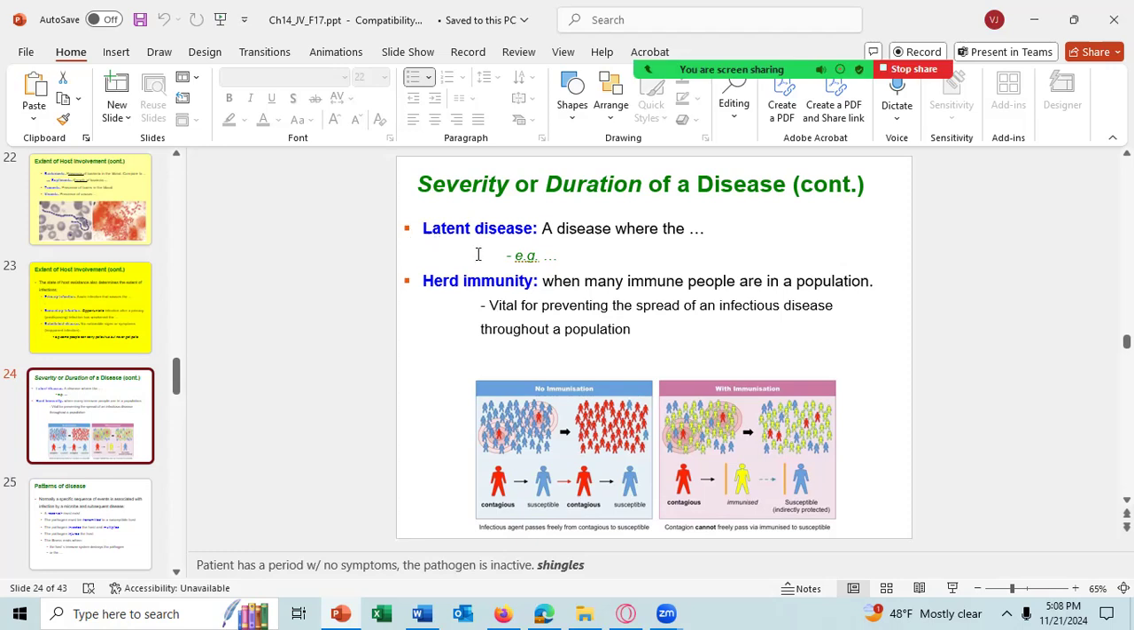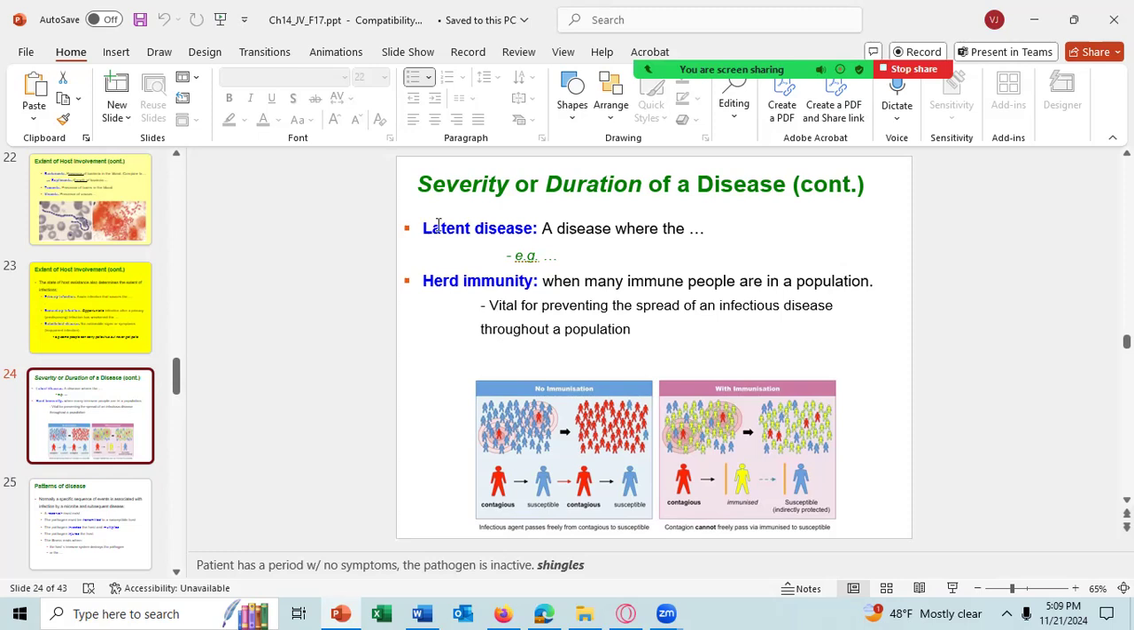Latent disease is most often used with viruses, but sometimes it's used with other diseases like tuberculosis, where the bacteria become encased in a nodule and cannot spread in the patient or come out of the patient and infect somebody else. But the bacteria can break the nodule and then cause an active infection in the patient, and then the patient can spread the bacteria.